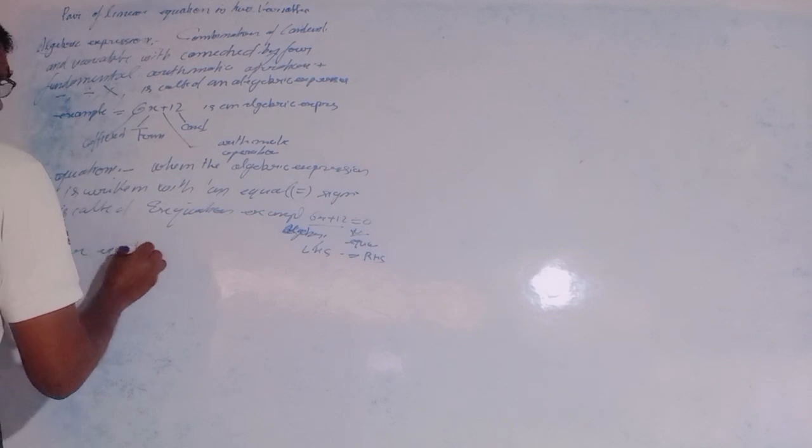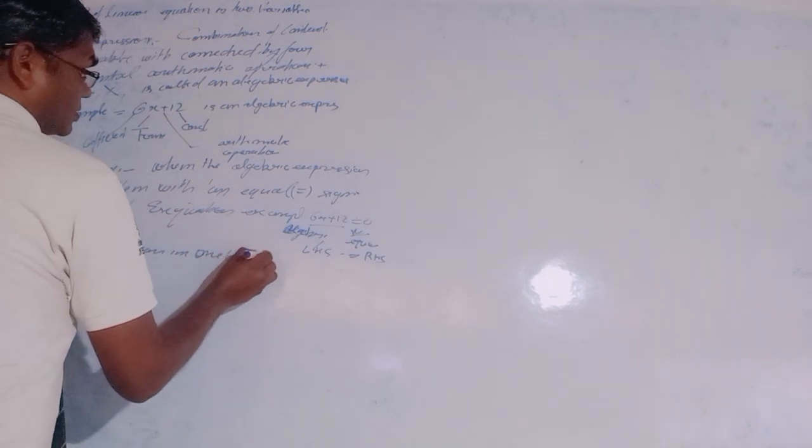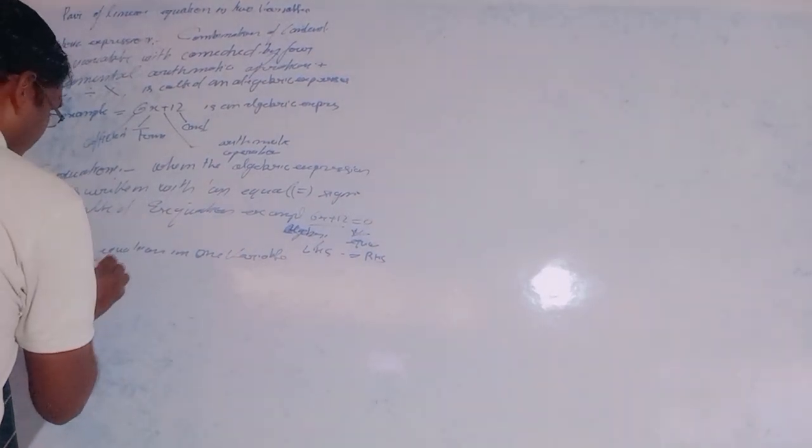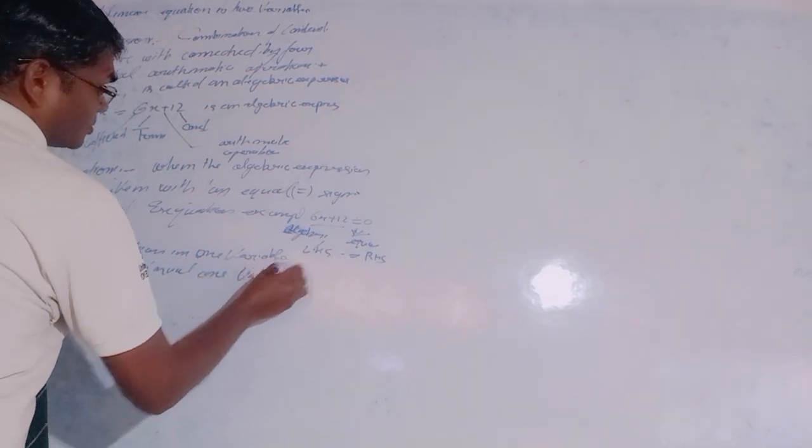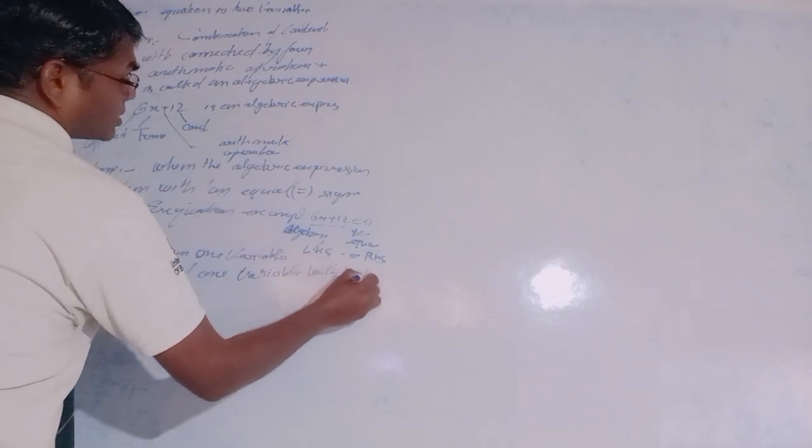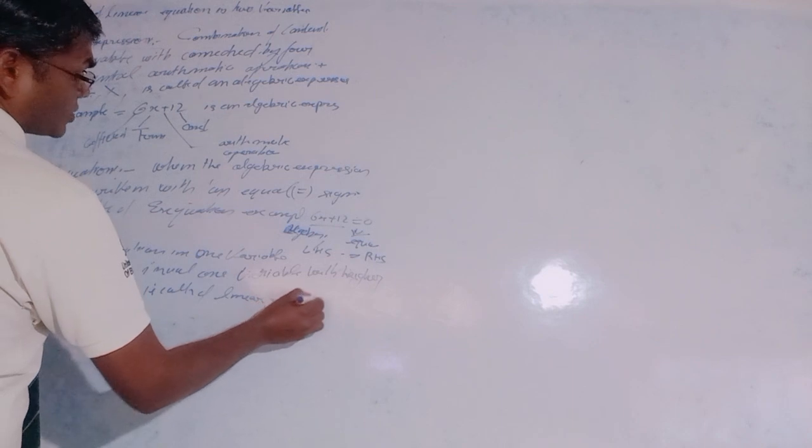Now let us try to understand linear equations in one variable. A linear equation in one variable means an equation that involves only one variable with highest power 1. It is called a linear equation in one variable.